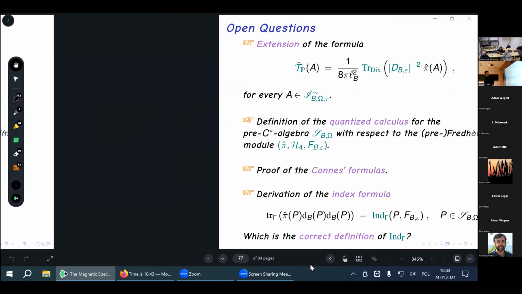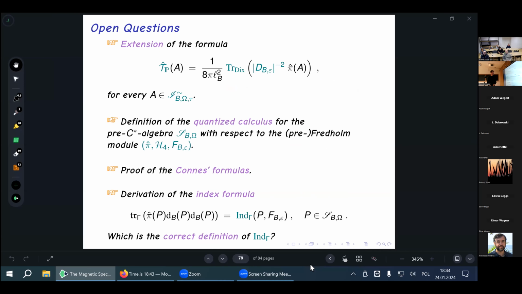This is the list of things that we are indeed not able to do. First of all, to extend this formula to the full ideal of the trace per unit volume, and to construct the Fredholm module associated to this new C-star algebra. This is the pre-C-star algebra which contains also the disorder. We have to prove the Connes formulas, and what we would like to do at the end of this is to have an index formula of this type. I think that this is a correct moment to stop. Okay, thank you so much.